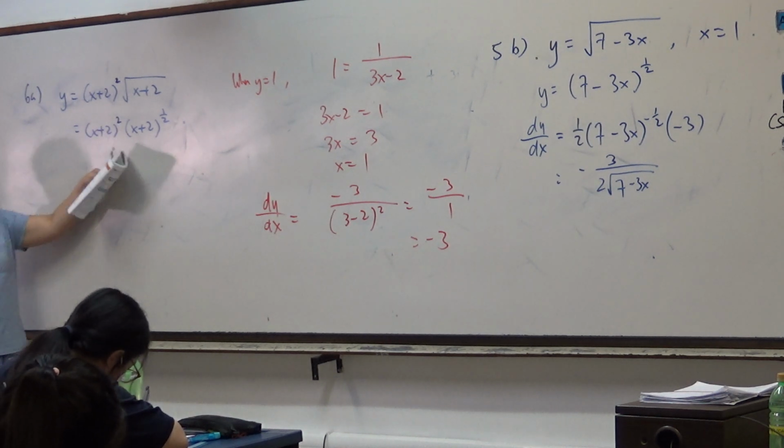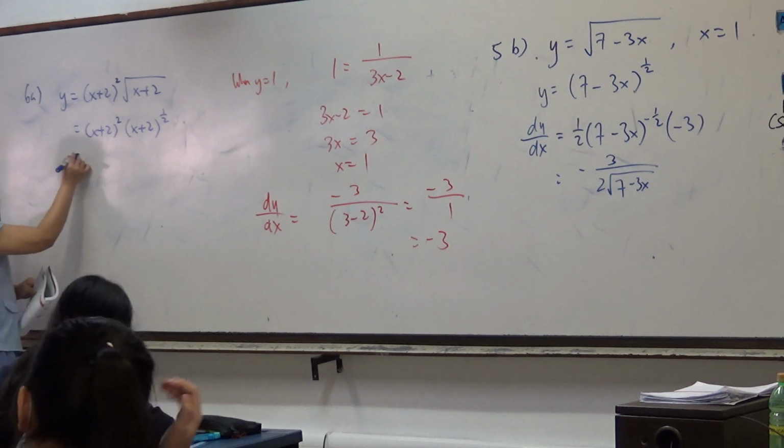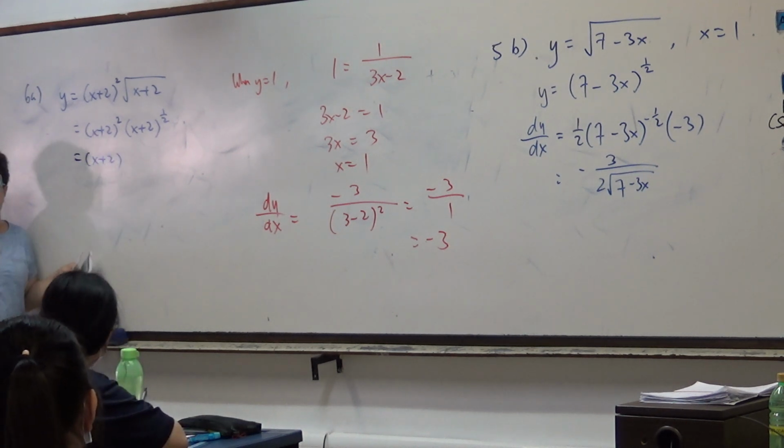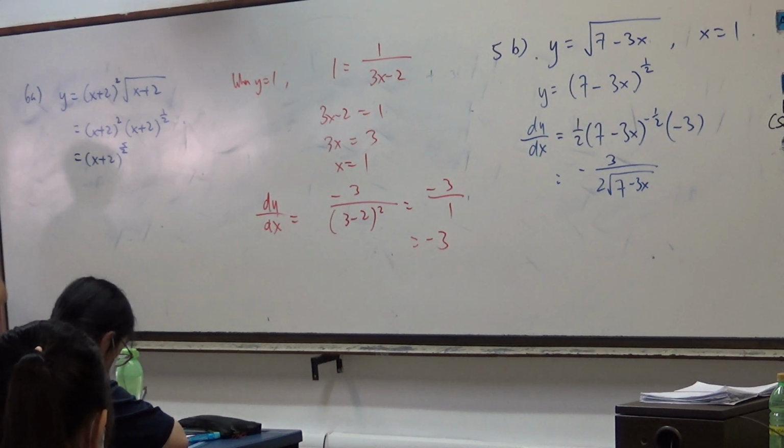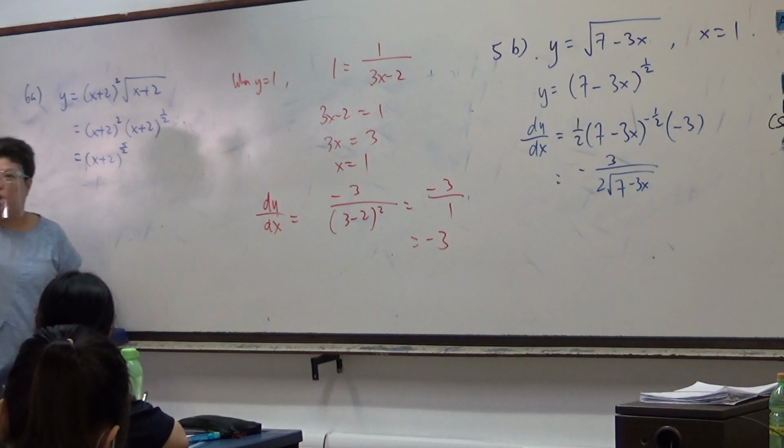Now can you see that this base is the same? So I can use indices like... 2.5 means what? 2.5 means 2.5. It's fast to go through, right? Usually you write it in improper fraction.